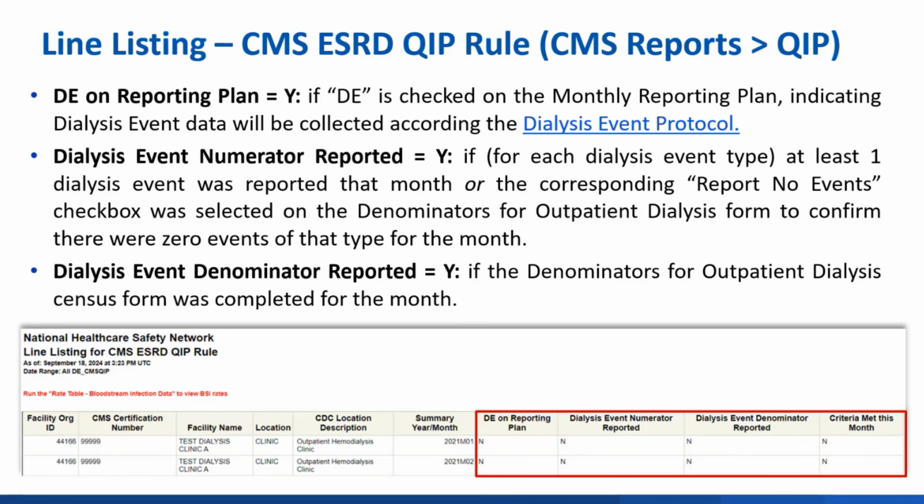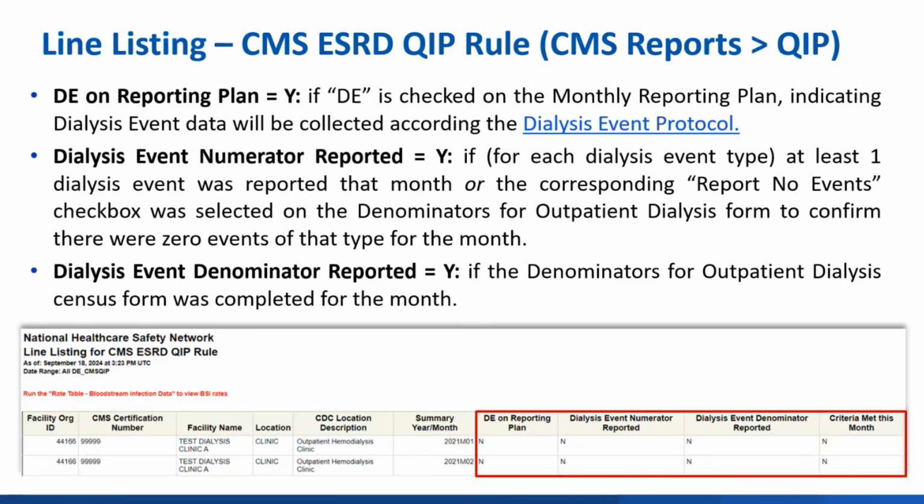If for each dialysis event type, at least one dialysis event was reported that month, or the corresponding report no event checkbox was properly selected on the denominators for outpatient dialysis form to confirm there were 0 events of that type for the month, then you will see a Y for yes under the dialysis event numerator reported. And if the denominators for outpatient dialysis census form were completed for the month, you will see a Y for dialysis event denominator reported. So you want to be in a situation where for every month of the reporting year, you want to make sure that all of these tabs show a Y.